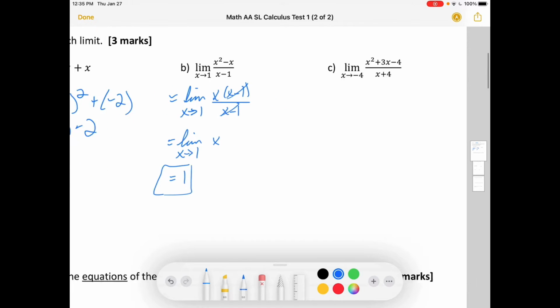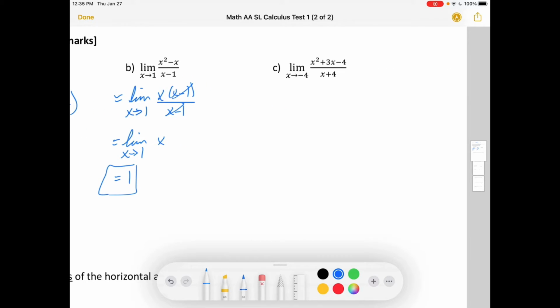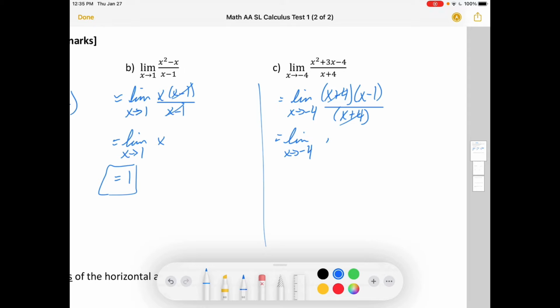The next one, I think we'll have the same issue. We'll get 0 on top, and on the bottom. On top, we'll get 16 minus 12 minus 4. Yep, 0 over 0. So what we're going to have to do here is try something fancy because substitution failed. So I'll have (x plus 4)(x minus 1). If I had been smarter, I probably would have made one where it was the denominator that remained, but that's not the case here. So we're left with x minus 1, and now you can sub in -4 minus 1, or -5.